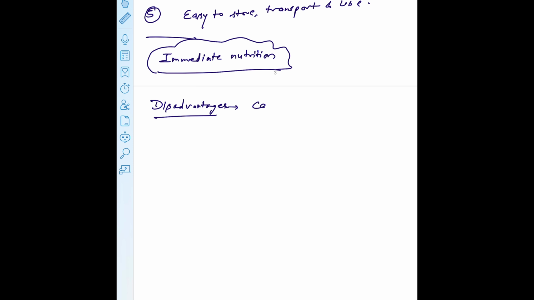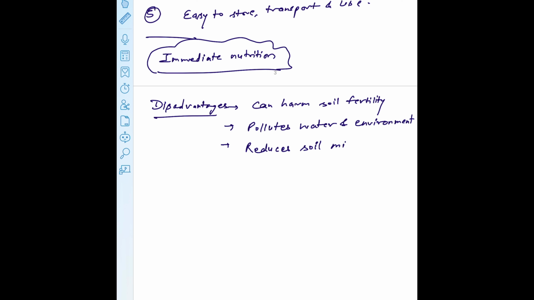Excess use of fertilizers can harm soil fertility, and since they are made up of chemicals, they pollute water and environment. And fertilizer also reduces soil microorganisms. Continuous use of fertilizers reduces natural humus and beneficial microbes in soil, making it less fertile. Soil becomes acidic or alkaline, and fertilizers are expensive compared to natural manures.